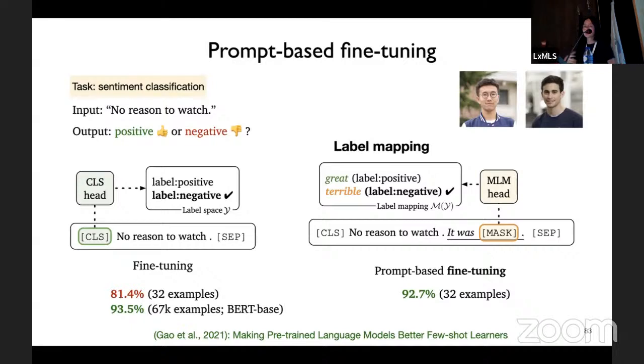So the key idea is just to reuse the parameters that you have already used in pre-training. But the key design choice is how to design this label mapping and how to design this template. In our paper, we actually explored a number of automatic ways of doing this. So you can check out the paper.